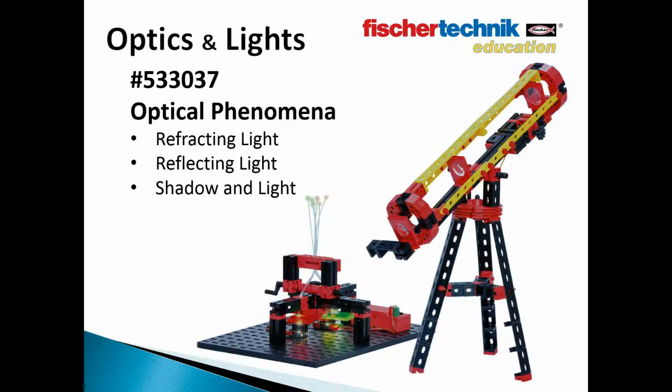The next set in the STEM Fundamentals series is Optics and Light. This set enables students to explore various optical phenomena such as refracting light, reflecting light, and the interplay of shadow and light. The set contains 270 parts for constructing 15 different models used to illustrate the science of sight and light.